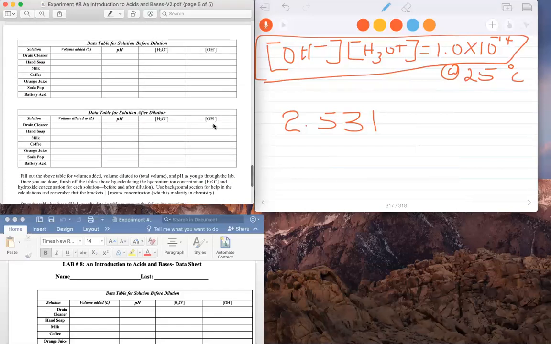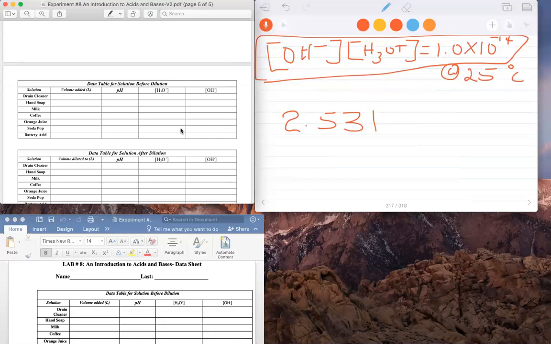Let me see. You look at this. On the data sheet, you will find the hydroxide concentration and hydronium concentration. To get the hydronium concentration, we have to know the pH. So you have to find the pH, then find the hydronium and hydroxide concentration using this equation. I'll show you one example on how you will complete this table.